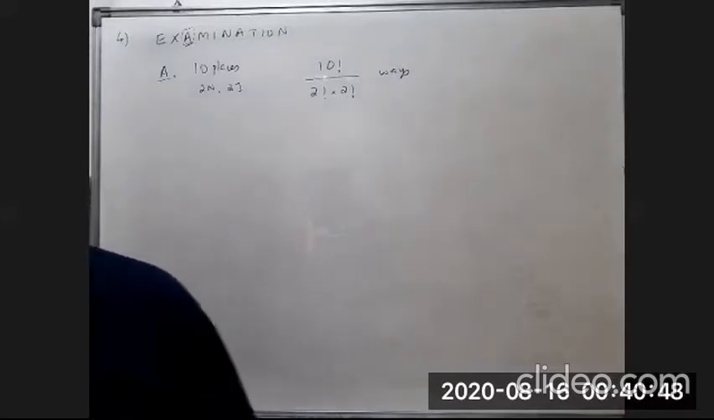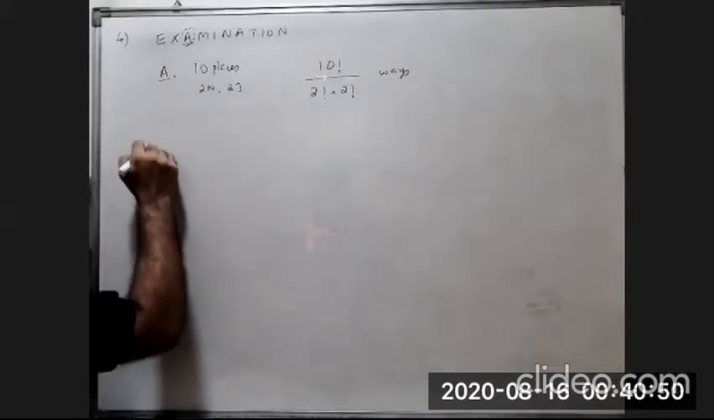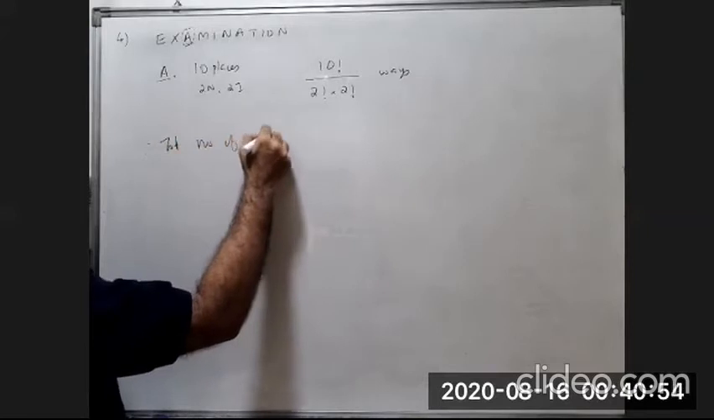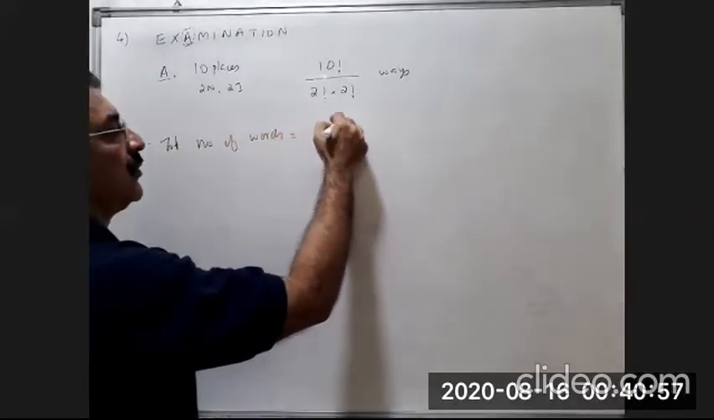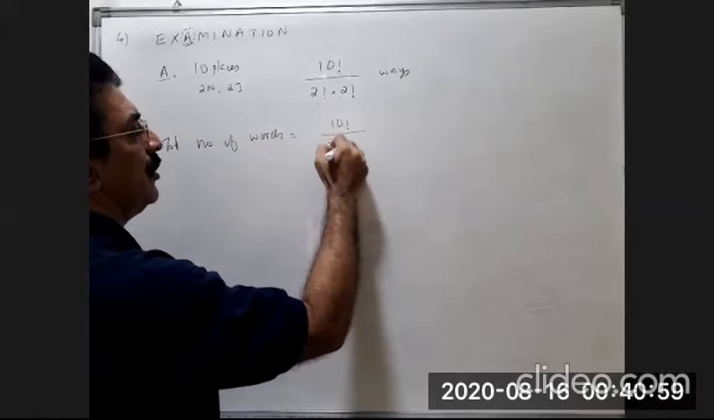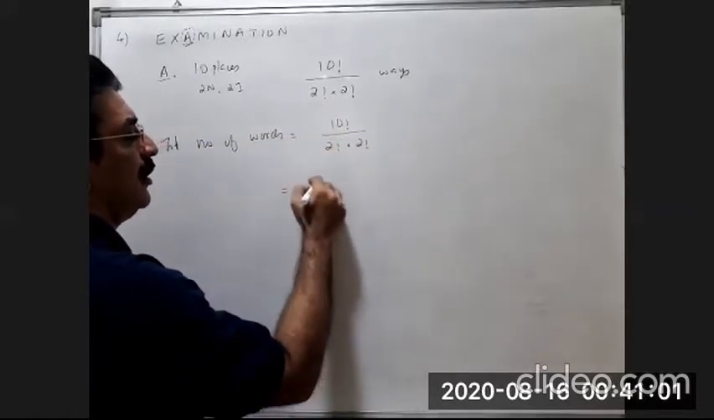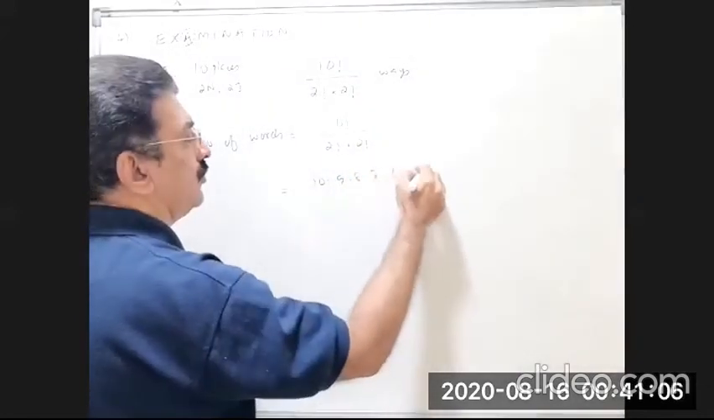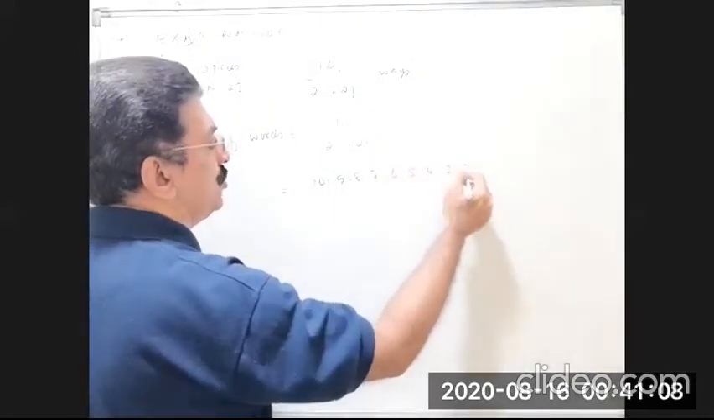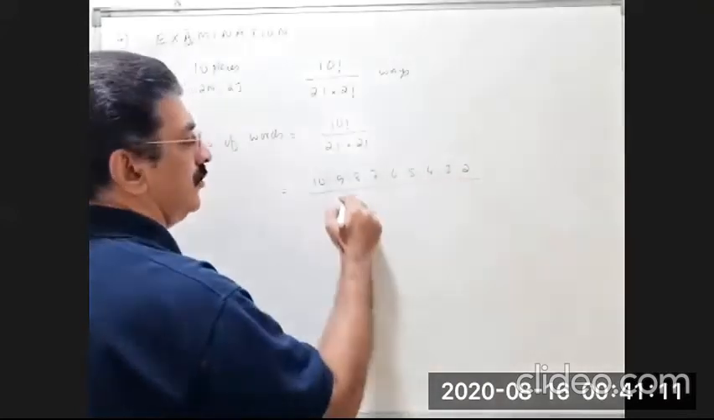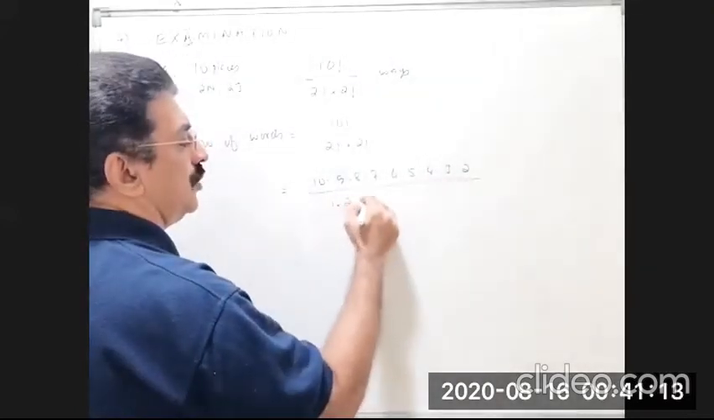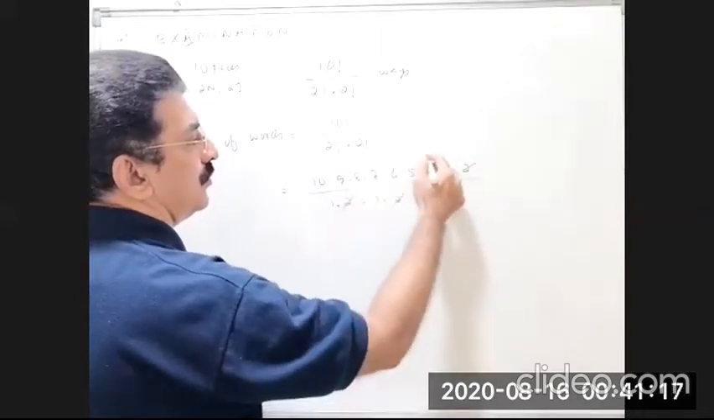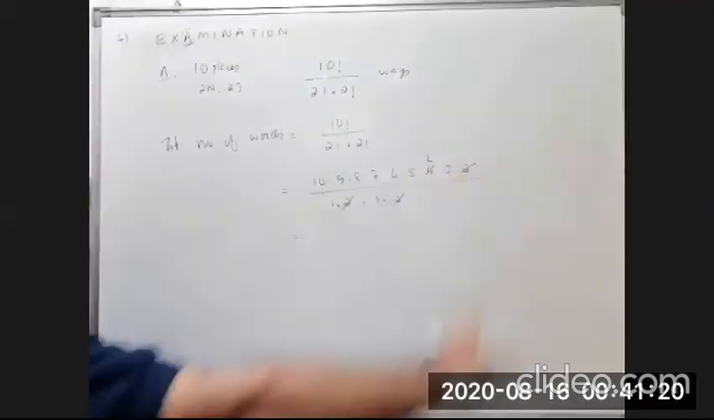We learned it before. Therefore, the total number of words is 10 factorial by 2 factorial: 10, 9, 8, 7, 6, 5, 4, 3, 2 by 1 and 2. The 2 goes. Multiply, we get the answer.